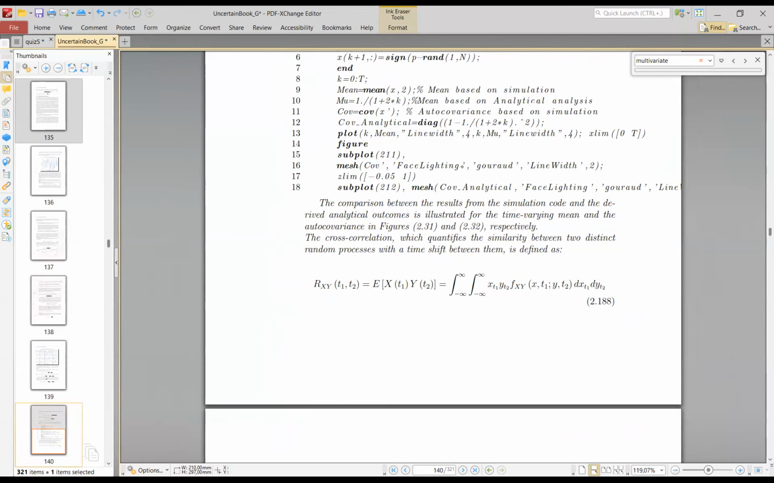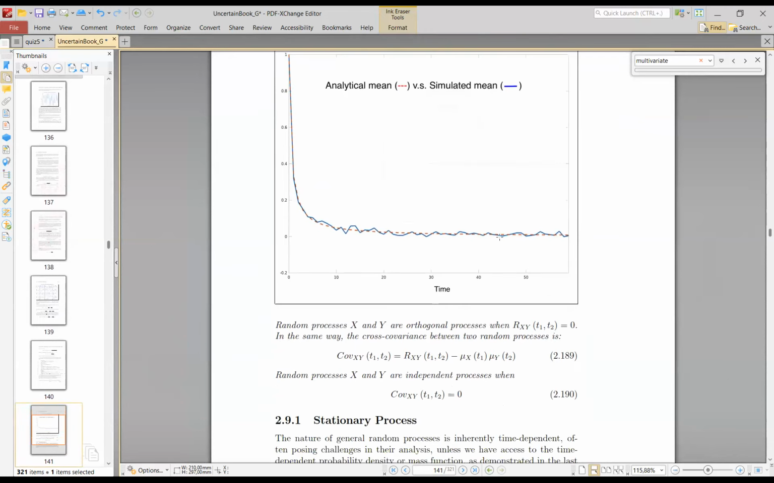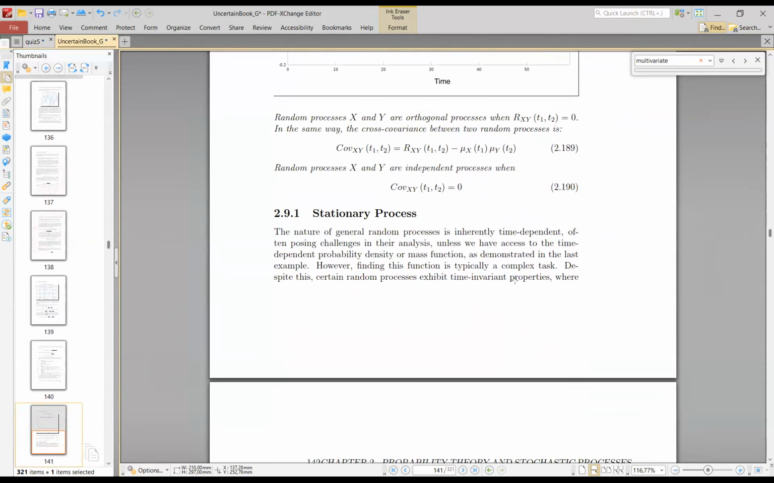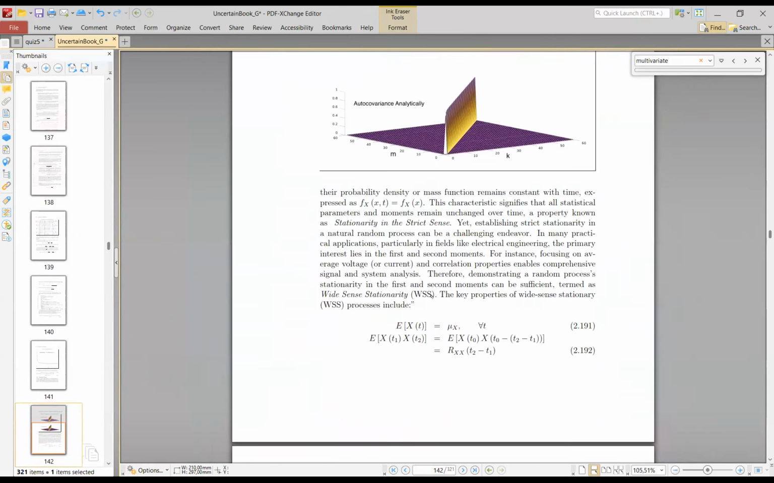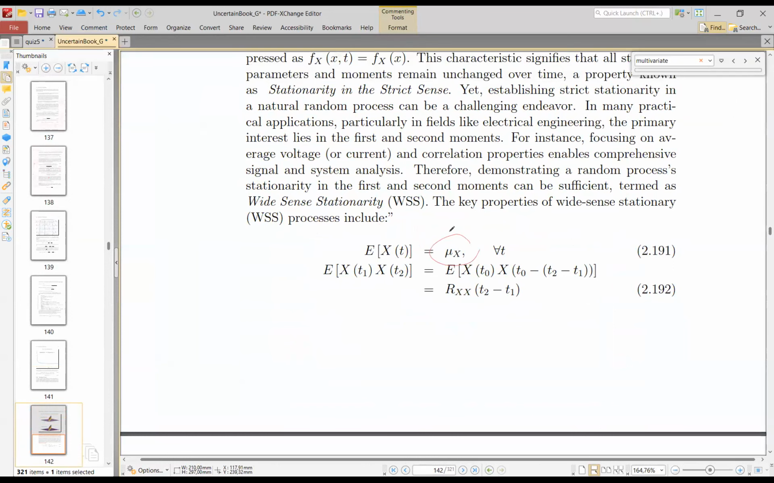Okay. The second case, which is very important that we need to cover today, is the stationary process. A stationary process, as I mentioned, is when the parameters, the mean and autocorrelation and those things, are not functions of time explicitly. For example, if the mean, as you can see here, is equal to mu x, and mu x is not a function of time, now we don't have time. So at any time, it will be the same mean. So we call this a stationary process.